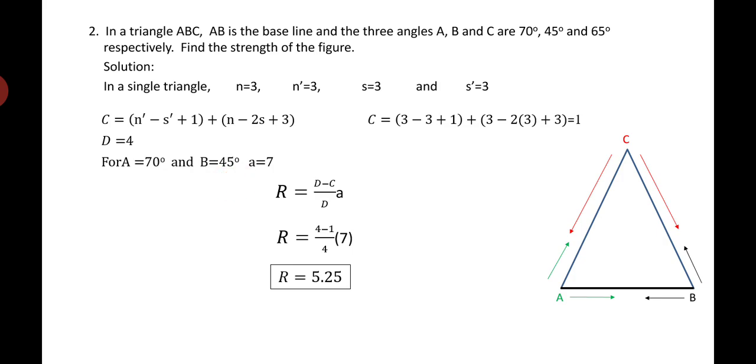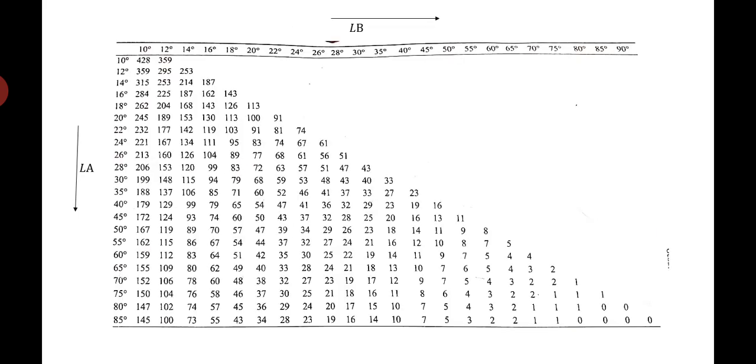Now you have to search that A and B from the table. Now A is 70 degree. Here 70 degree is here. A is 70 degree and B is 45 degree. Now see here, this is 45 degree here. For that, how much value is there?